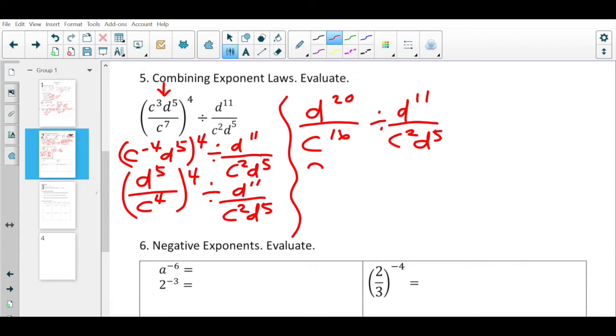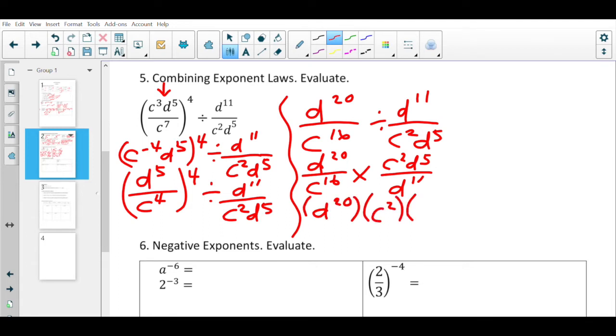So the left part is d to the 20th over c to the 16th. Change the division sign into a multiplication sign, and flip that last term. So that's c squared d to the 5th over d to the 11th. Let's put it all in one fraction. So that's d to the 20th times c squared times d to the 5th, all over c to the 16th times d to the 11th.